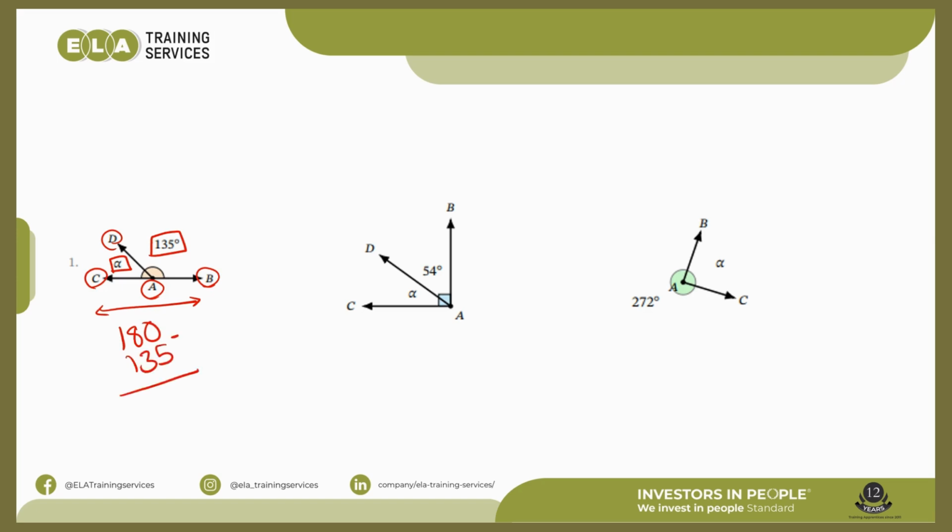Again, we need to borrow. That becomes 7, that becomes 1. 10 minus 5 is 5. 7 minus 3 is 4. And 1 minus 1 is nothing. So A equals 45. It's helpful in exams if you make the answer really obvious.